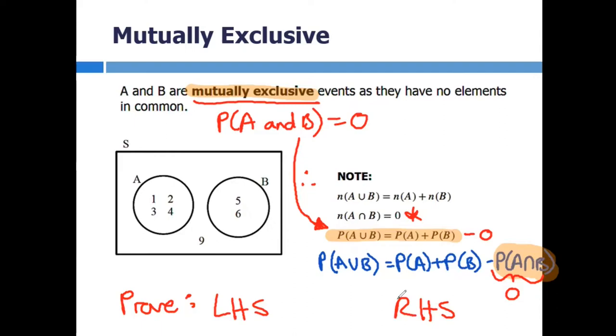If they are equal, then you have managed to prove the statement. Okay, so you would use this formula here with the 0 if you want, it doesn't matter. But you'd use this formula and show that the probability of A or B is equal to the probability of A plus B. Okay, so you'd separate your left-hand side and right-hand side.